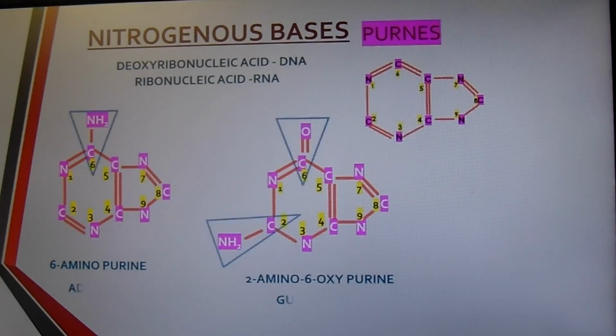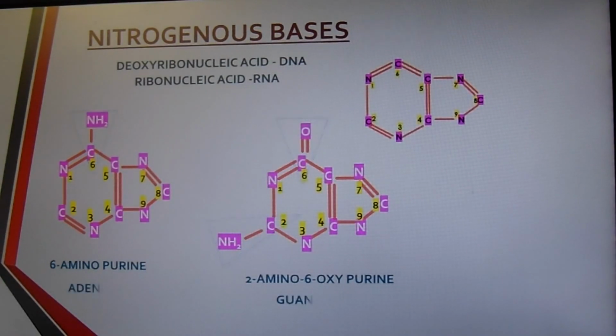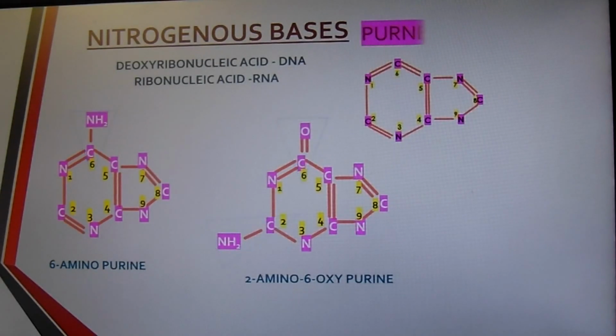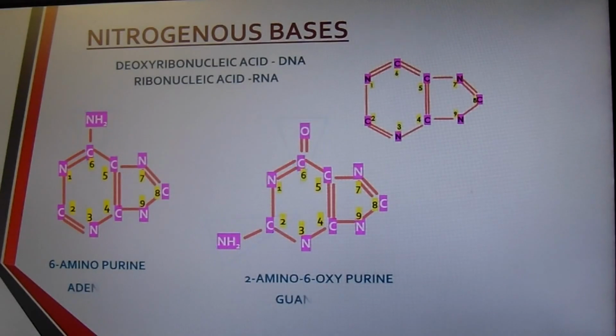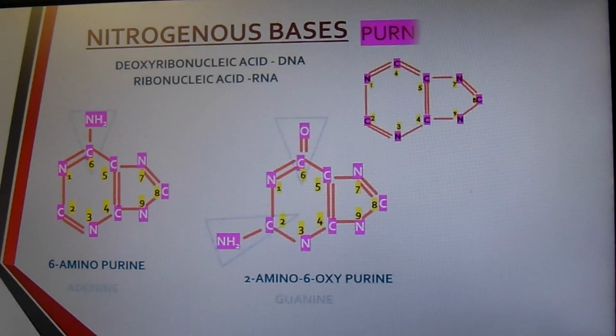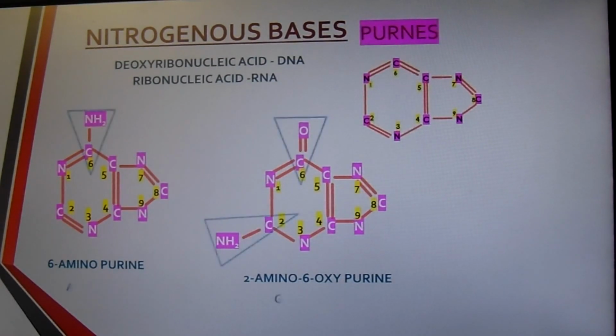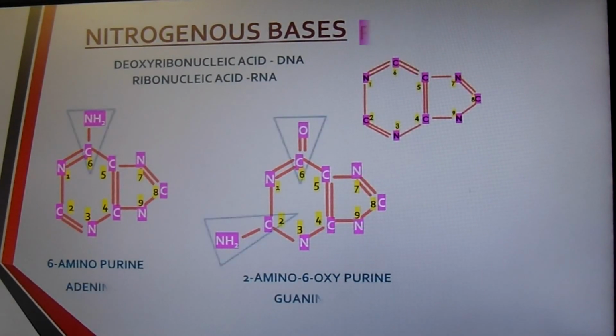Numbering in purine starts from nitrogen at ortho position. Technically, adenine is 6 amino purine, while guanine is 2 amino 6 oxypurine. This means that adenine has an amino group at carbon number 6 and guanine has an amino group at carbon number 2 and an oxygen at carbon 6. These differences are shown by the blinking triangles in the slide.